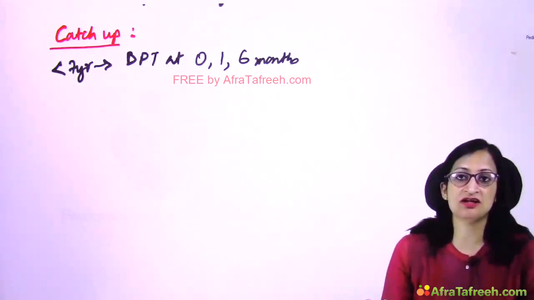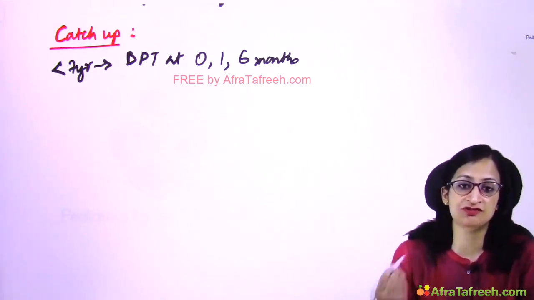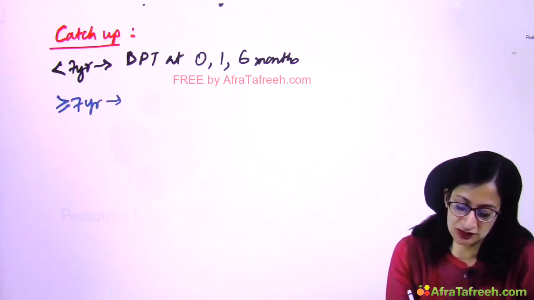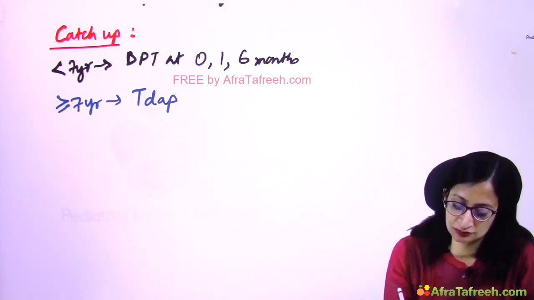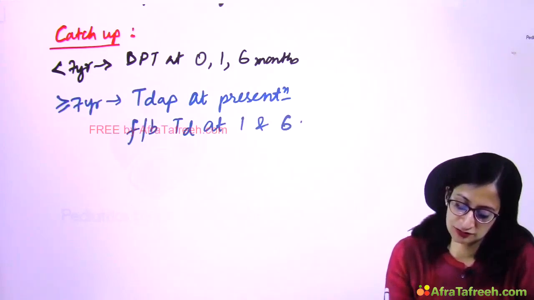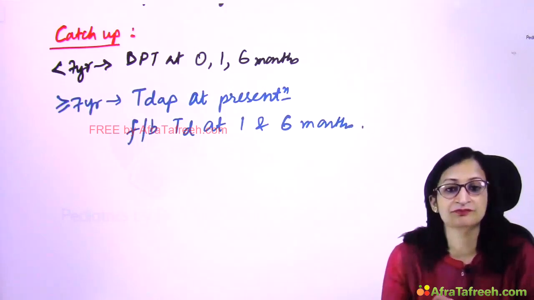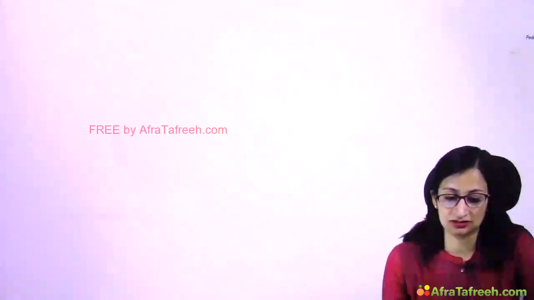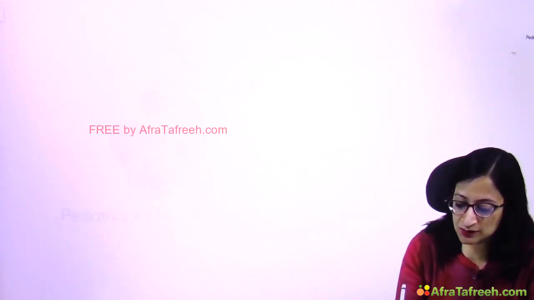Okay. So catch-up vaccination, if the child has presented at less than 7 years of age, we give DPT at 0, 1 and 6 months. While if the child presents at greater than or equal to 7 years of age, then we give Tdap at presentation followed by Td at 1 and 6 months. Okay. That is about some important points about DPT vaccine. Now moving on to the measles and rubella vaccine.